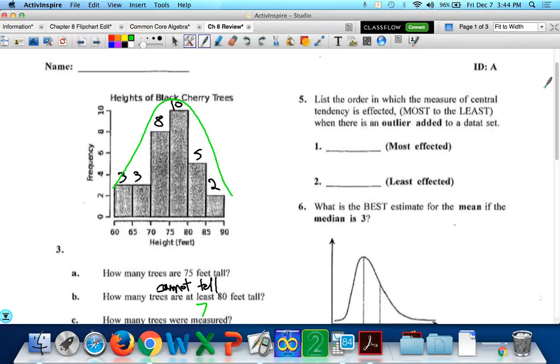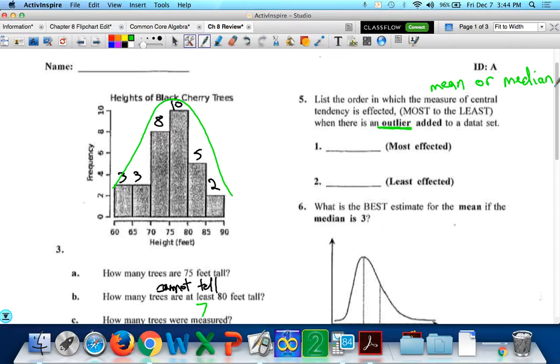Number 5, list the order in which the measure of central tendency is affected. This question won't directly be on the test, but it's a general principle that you need to know. What this is boiling down to is asking, does an outlier affect the mean more? Because that's one of our measures of central tendency. Or does it affect the median more? And I keep reminding y'all to think about your grades.